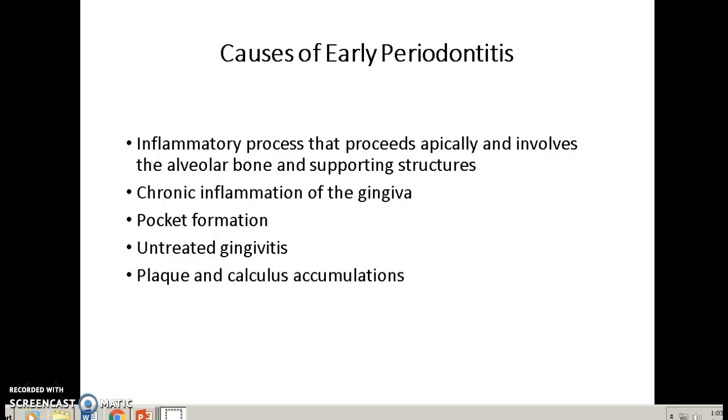Welcome back to the conditions of periodontal disease, and we left off talking about the causes of early periodontitis. We talked about the inflammatory process, the chronic inflammation, pocket formation, untreated gingivitis, and then plaque and new calculus formation as well.